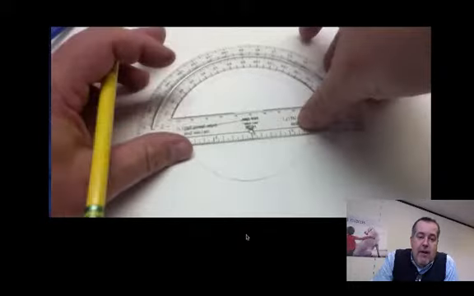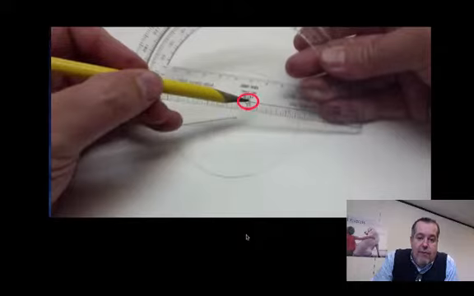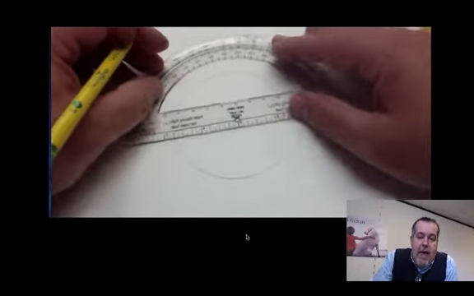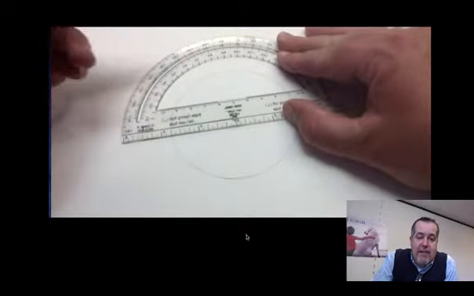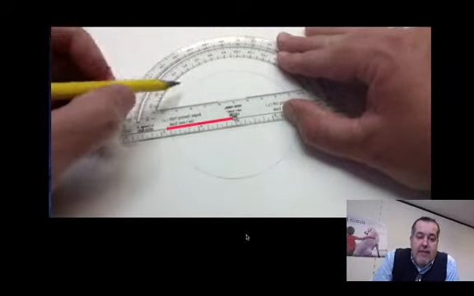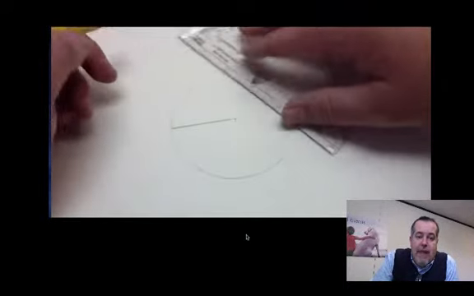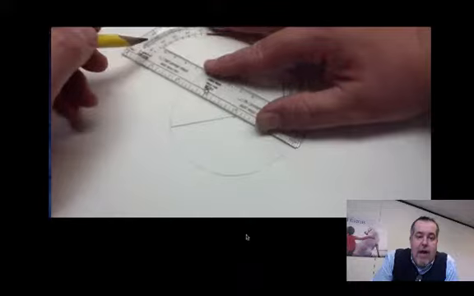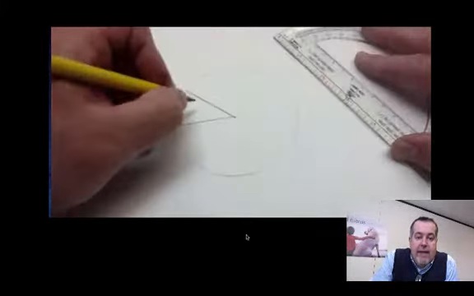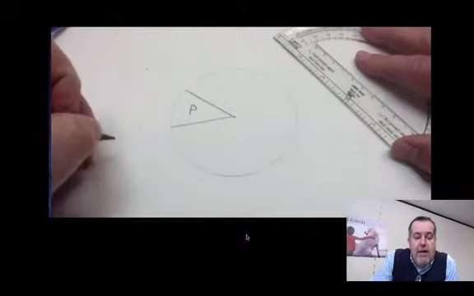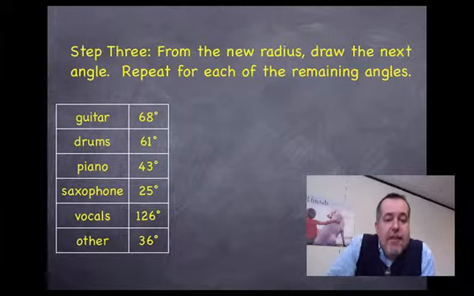up the center hole with the center dot that I drew right there, putting it right on top of that, and you'll see that the line to the left there kind of gets covered, the radius that I drew. I'm now finding 43 on the outside of my protractor and drawing a little dot, and now I'm going to use the straight edge to draw the radius that goes there, and I'm going to put a little P there for piano.